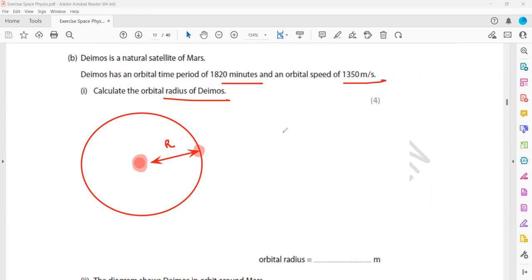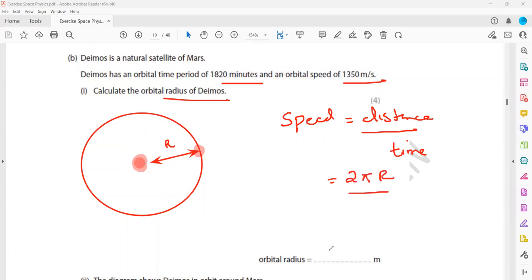Now, whenever an object moves in a circular path, the formula we have is speed equals distance divided by time. So the orbital speed is, whenever an object moves in a circular path, the distance is equal to the circumference, which is 2 pi r. So in place of distance, we can write 2 pi r. Then time is given in minutes. If speed is meters per second, time should be in seconds. If speed is in kilometers per hour, the time should be in hours. So we have to convert into seconds.